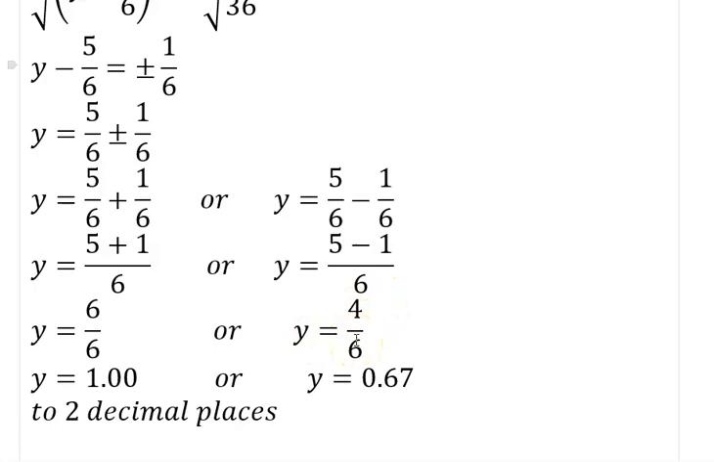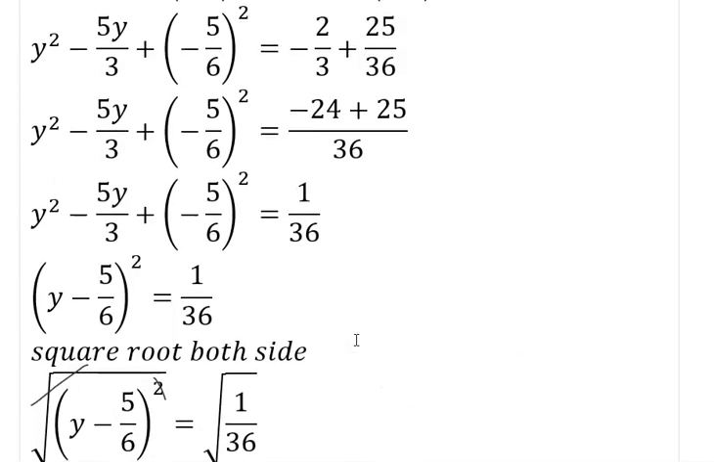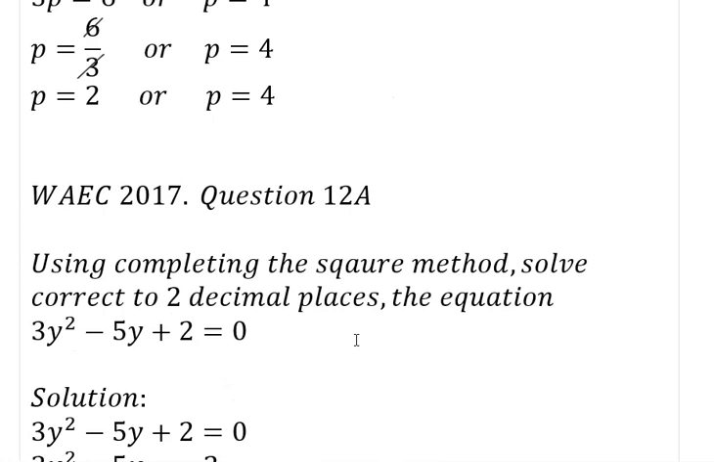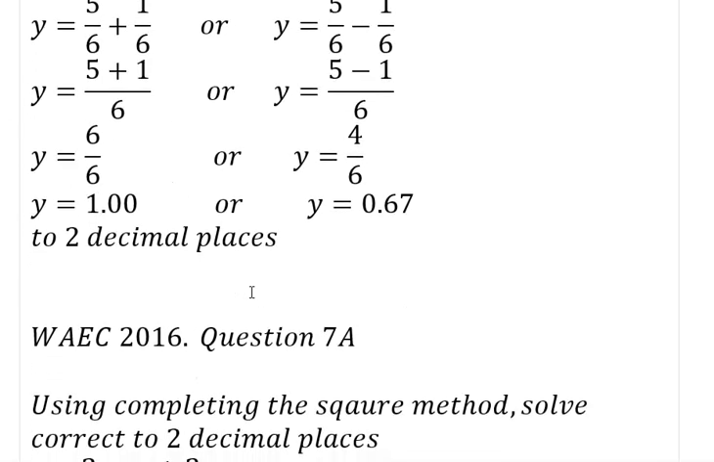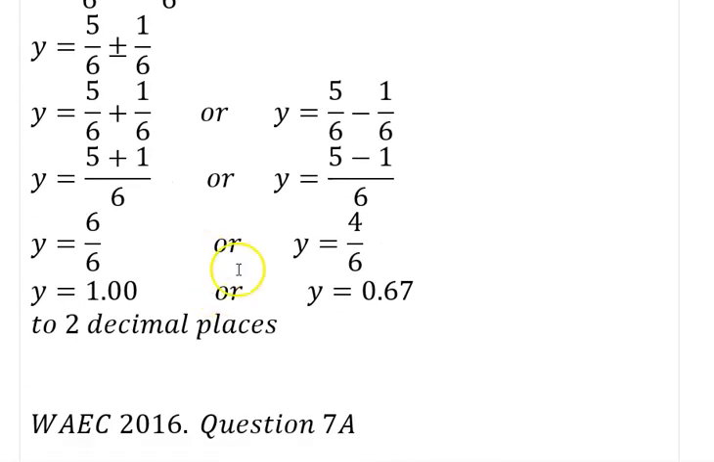Now, don't forget, the question states categorically that you should what? Solve this correct to 2 decimal places. Correct to 2 decimal places. So our answer here is 1 or 0.67. Because we have to put it in 2 decimal places, just put 0.00 to 2 decimal places, 0.67 to 2 decimal places. Beautiful.